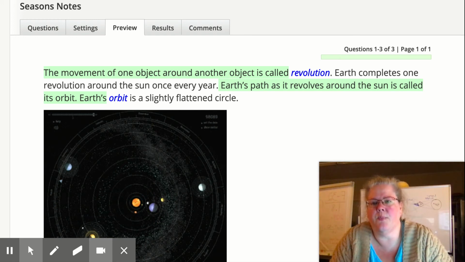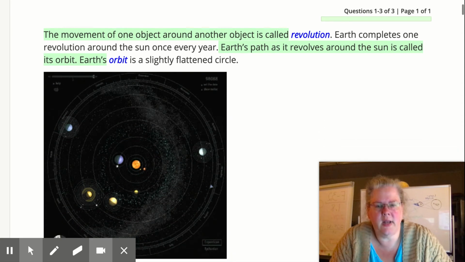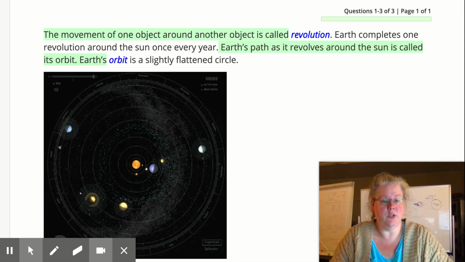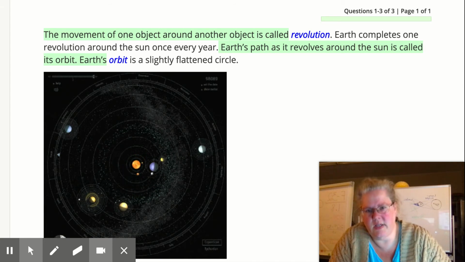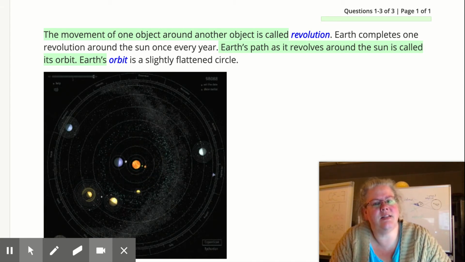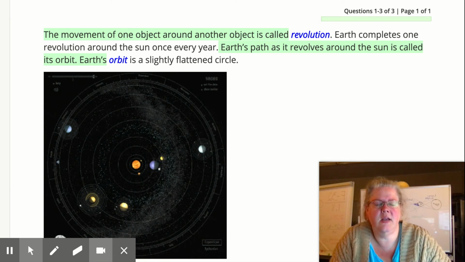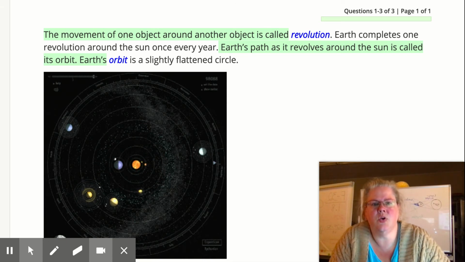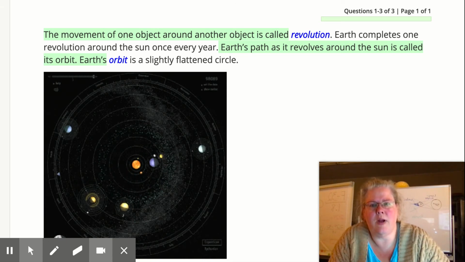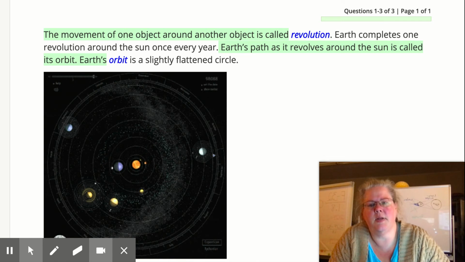And here we go. The movement of one object around another is called revolution. The Earth completes one revolution around the sun every year. The Earth's path as it revolves around the sun is called the Earth's orbit. So the Earth's orbit is a slightly flattened circle. So revolution is when we go around another object, and orbit is the path it takes.